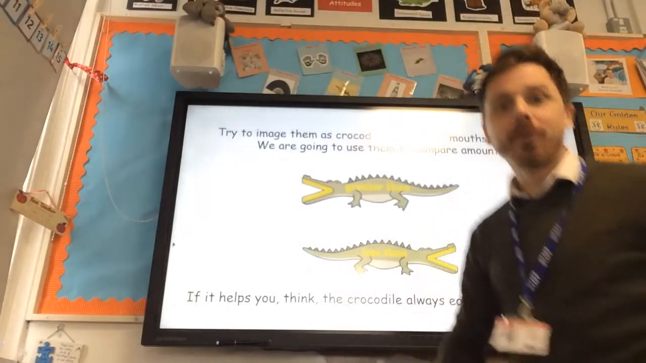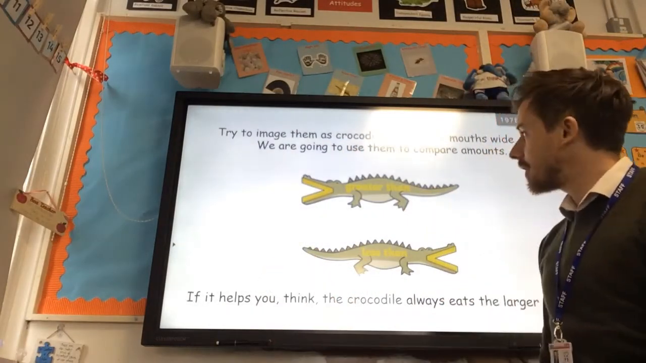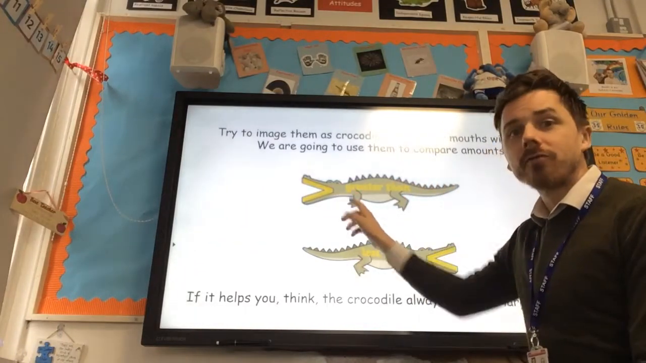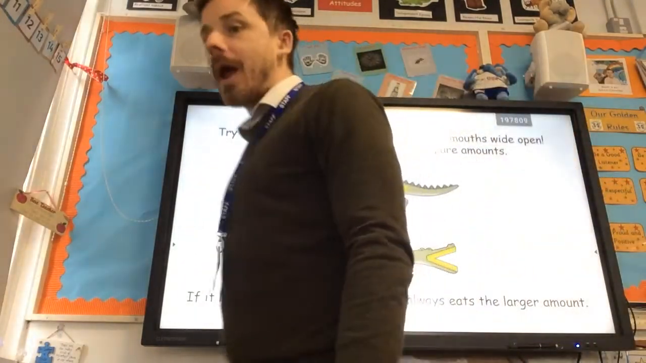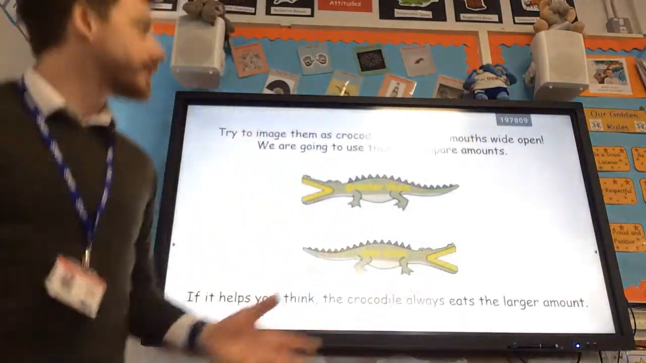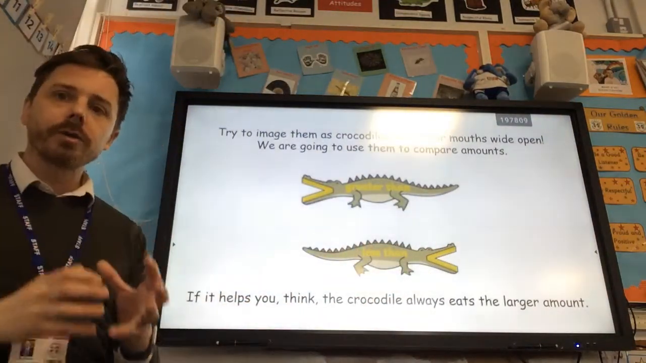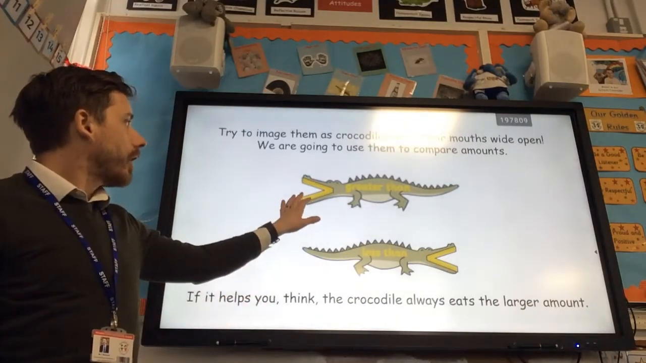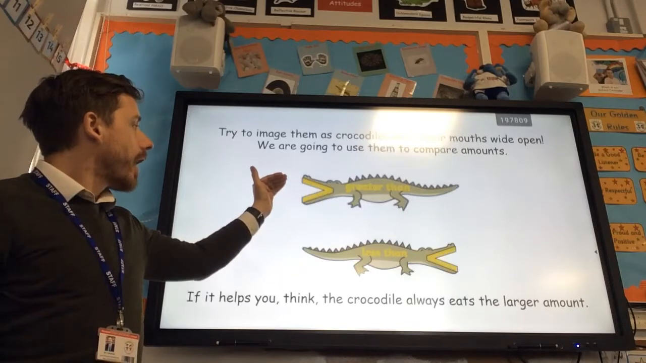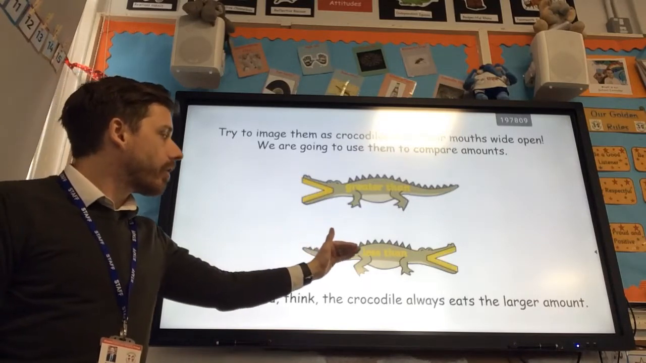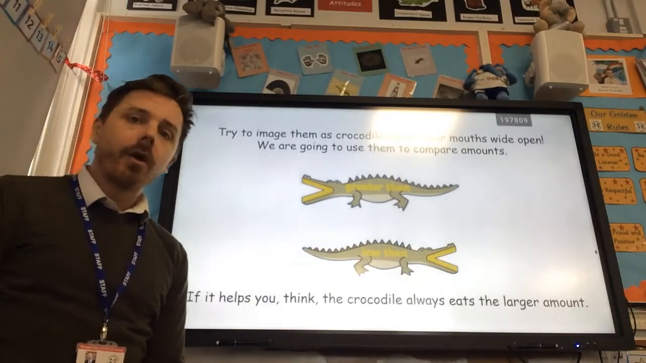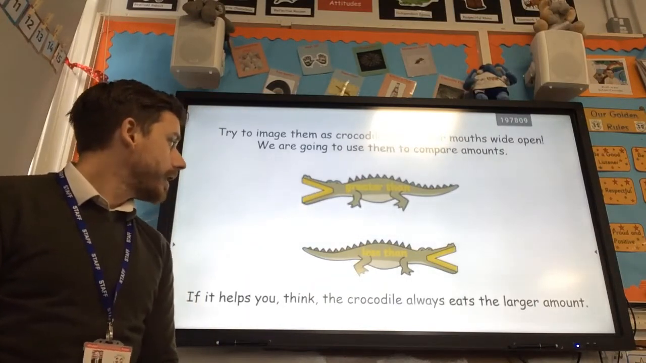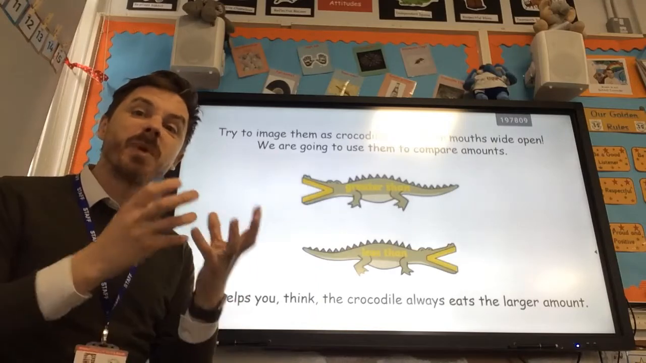Well, there we go. Wow, that was amazing. So what I want you to do is think of these symbols, and that really helps us now when we get on to comparing the amounts using these symbols. Think of them as crocodiles with their mouths wide open. Now, here's the greater than crocodile. You can see that the symbol is pointed this way, and the less than crocodile with the symbol pointing that way.